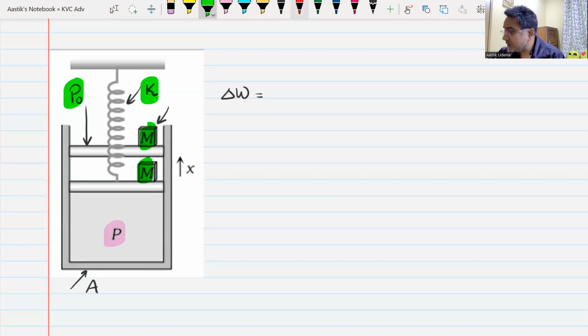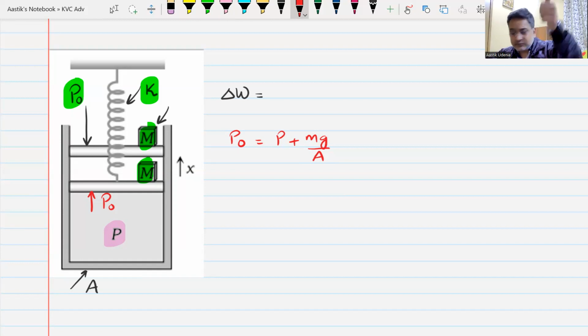Now this pressure, P naught, if I write the value of this P naught, P naught will be equal to P plus mg by A, which is the pressure exerted by the weight. Do we understand this? And then there will be spring force. Now the spring, we assume that it is compressed by a distance x. So it will also be exerting force in the downward direction. So the spring force will be kx divided by A. Yes or no? Yes, sir.